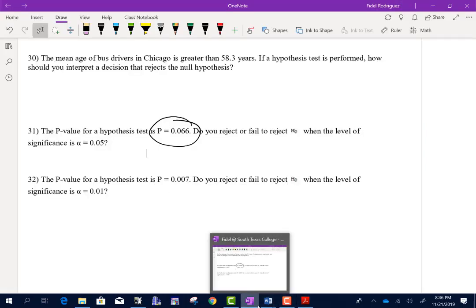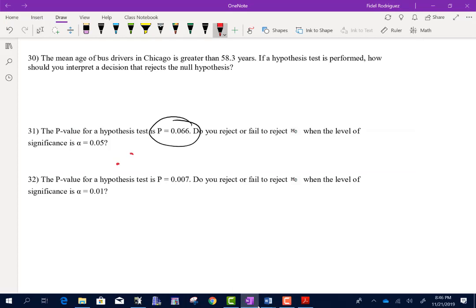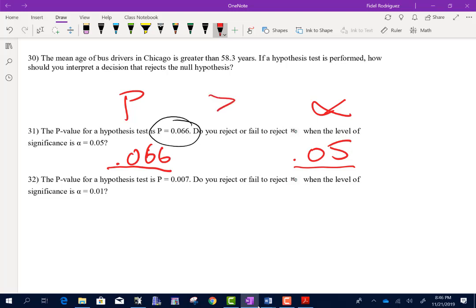So look at my p number. My p number here is 0.066, right? And my alpha is 0.05. Guys, think about this in terms of money. That's a little bit more than 6 cents, and this is exactly 5 cents. This is my p, and that's my alpha. Is p bigger than alpha or smaller than alpha? P is bigger than alpha, right?